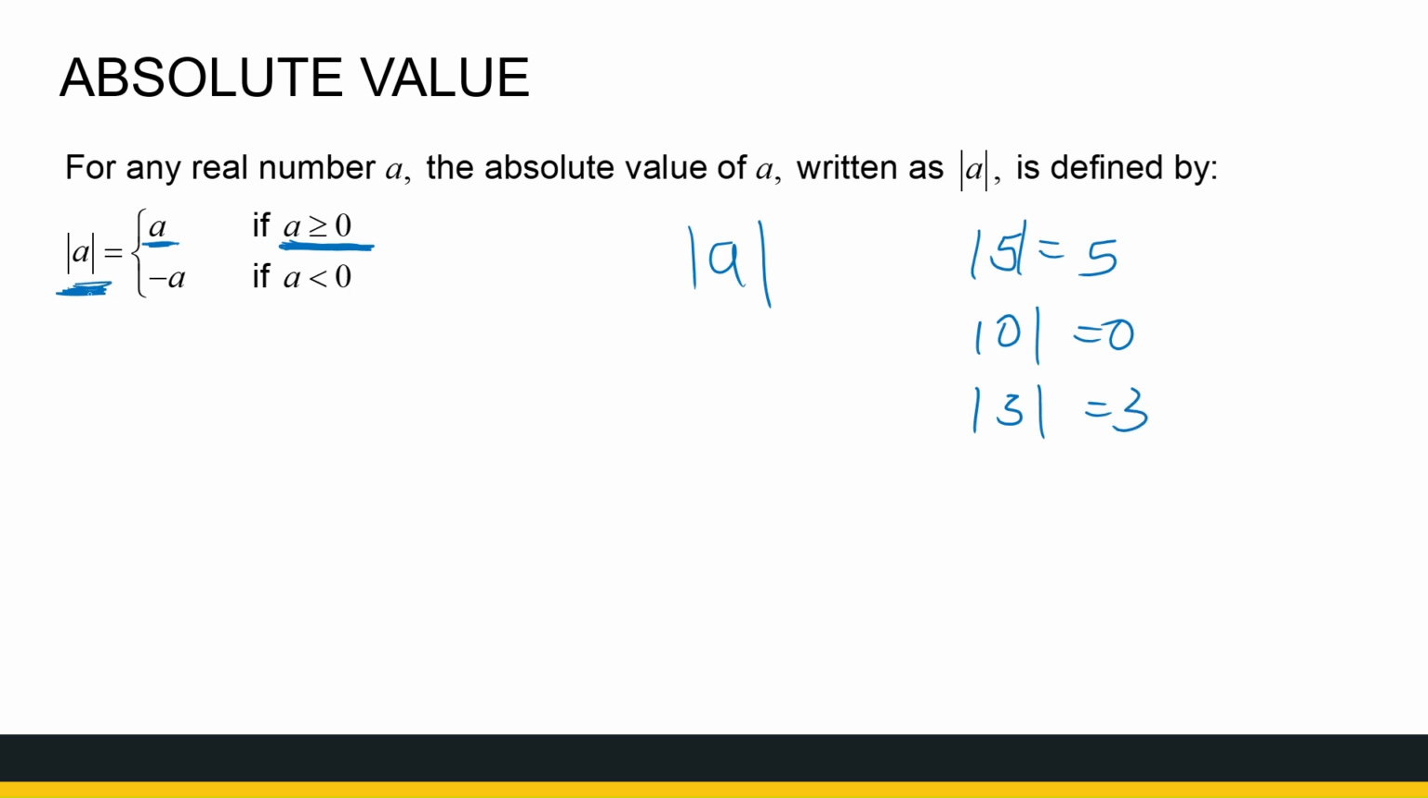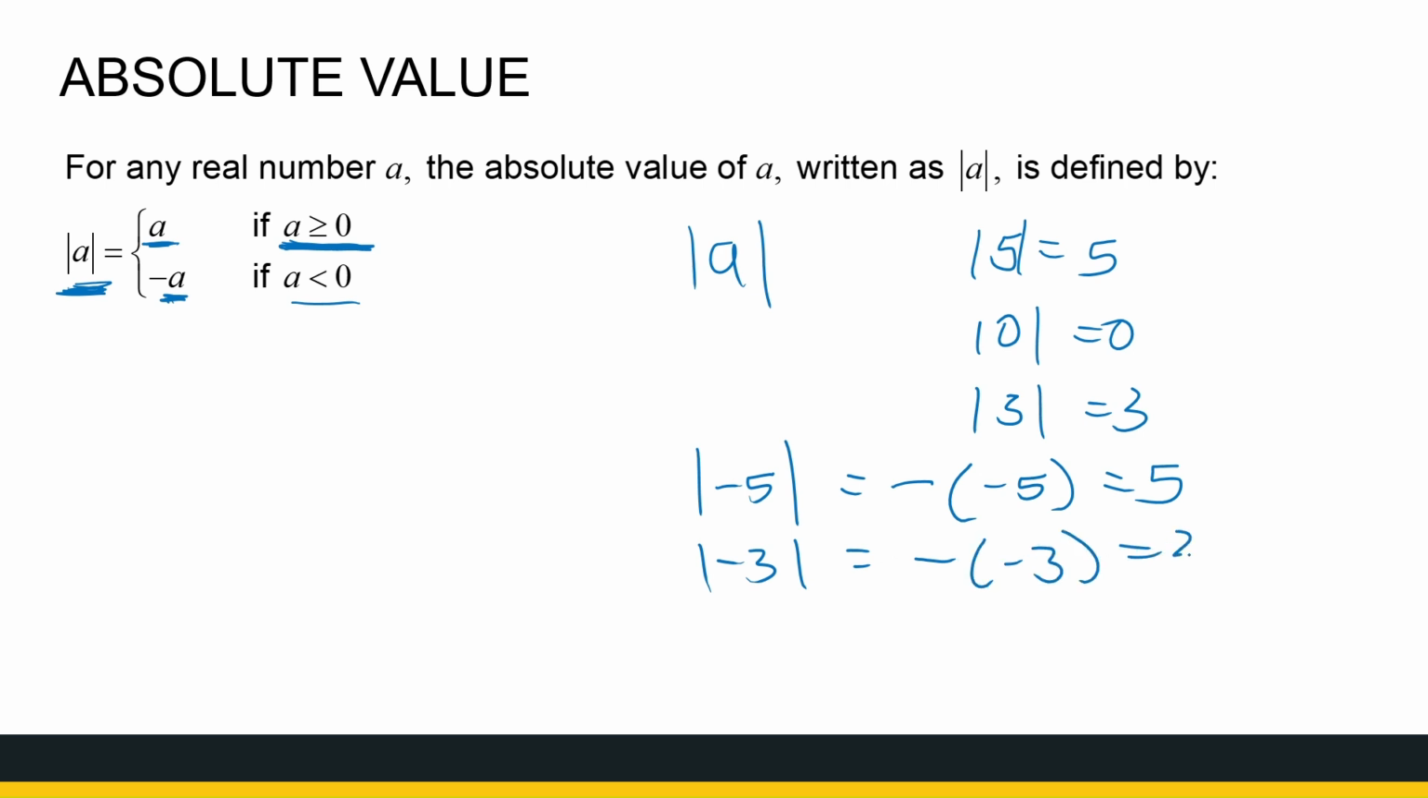But the absolute value of a gives me minus a if that a was a negative number. So the absolute value of minus 5 is minus that number, which is 5. The absolute value of minus 3 is minus that minus 3, which gives me 3. So the absolute value always spits out a number that is either positive or 0. And this is the algebraic look at the absolute value. This is the definition of the absolute value of a function.